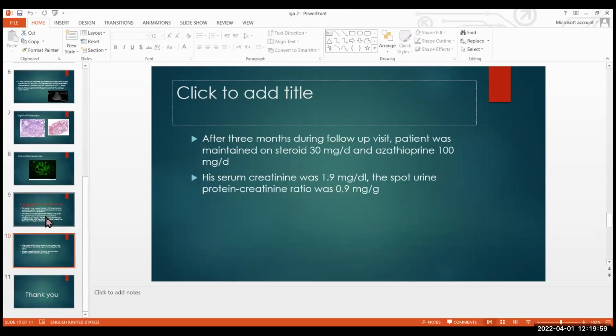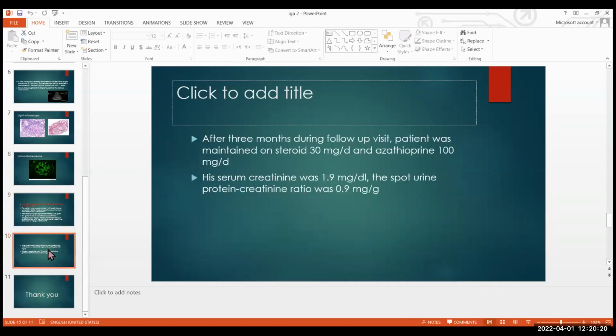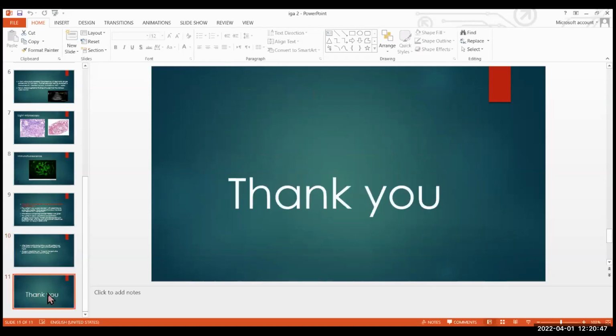The patient was treated with pulse steroid and pulse cyclophosphamide. Serum creatinine dropped to 2.5 milligrams per deciliter, and the proteinuria decreased to +2 by dipstick. Spot urine ratio decreased to 1.5 milligrams per gram 3 weeks later. After 3 months, during follow-up visits, the patient was maintained on steroids 30 milligrams per day and aspirin 100 milligrams per day. At this time, his serum creatinine had dropped to 1.9 milligrams per deciliter, and spot urine protein creatinine ratio decreased to 0.9 milligrams per gram. So the patient is improving. Thank you.